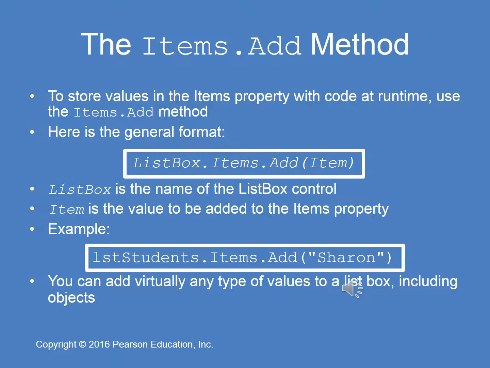If you want to add values to the Items property at runtime, we have to use the Items.Add method, and it will add the item to the end of the existing list. So here's the general format: listbox.Items.Add, and then the item to be added. Item is the value that we're adding to the Items property. And you can add ints, you can add decimals, I think you can add any of the data types to a list box.